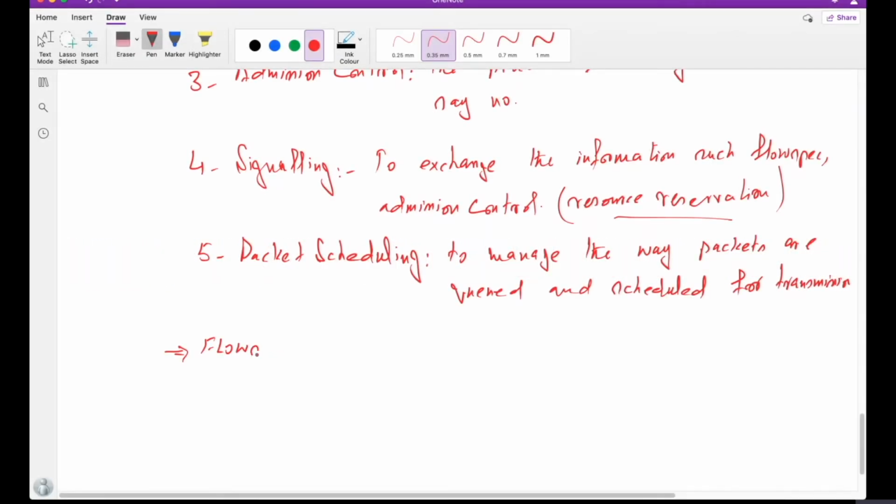Flow specifications. So there are two separable parts of the flow spec. One is called TSpec, and this basically identifies the flow's traffic requirements.